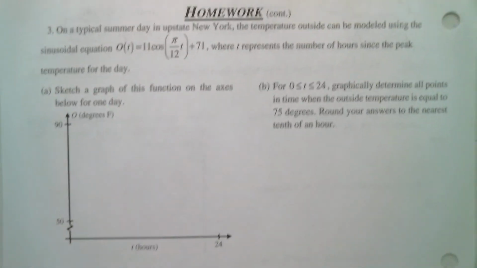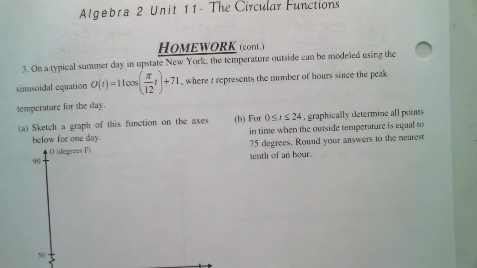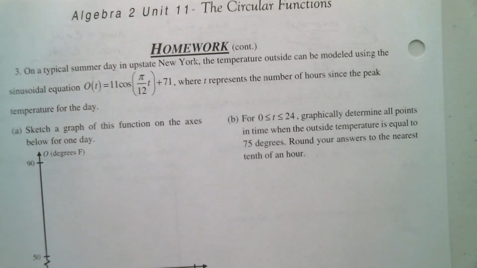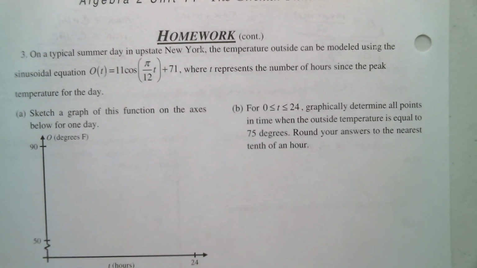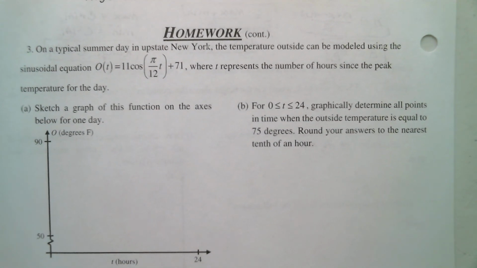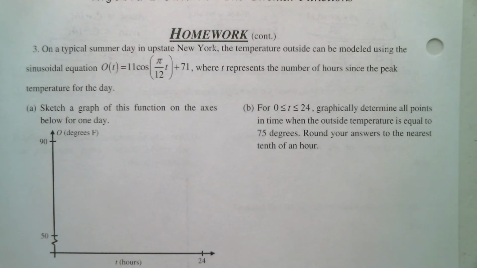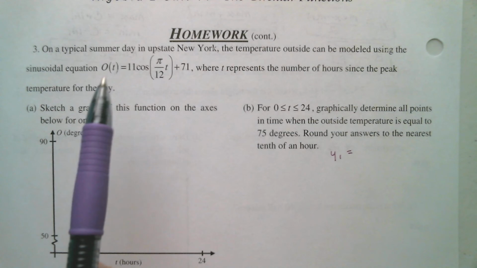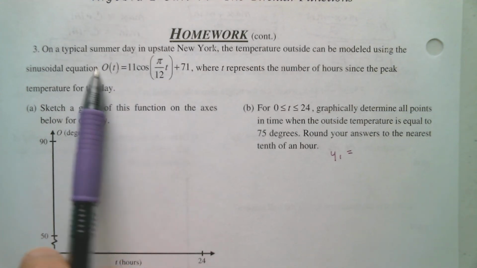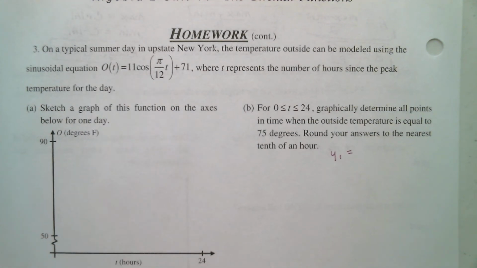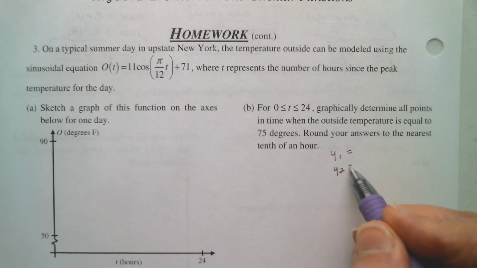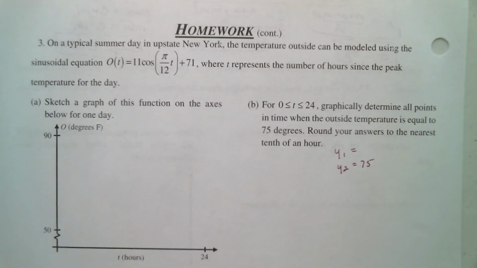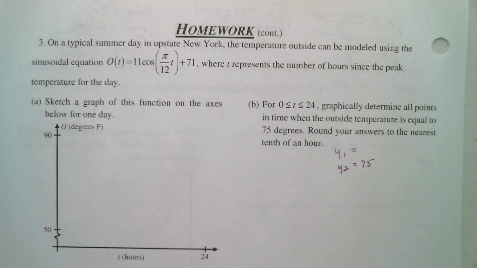I believe number 3 might be all right as well. There you're going to get another intersection point for B. Y1 is your equation that is given. And then Y2 is going to be your 75. You have to use your calculator there. I mean, sketch the graph first, and then put Y1 and Y2 in your calculator.